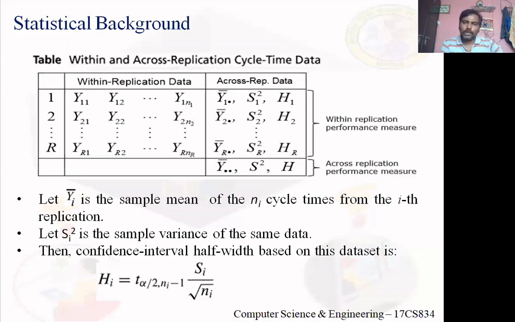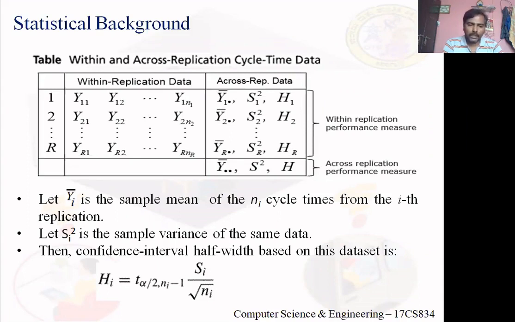So E of theta cap, you remember, right? Estimation of theta cap is theta. Got it? So like that. Now, if I take the average of the average cycle times, or the average of the average response times, that is Y bar. Got it? So what actually are S1 square, S2 square, SR square? They are nothing but variance.